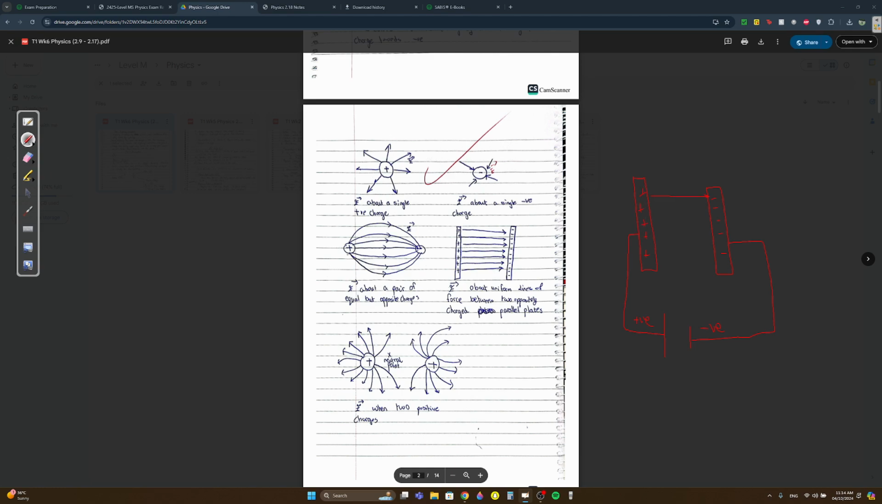You just go like this. 1, 2, 3, 4, 5. When we get to the past papers, I'll explain how you have to draw it specifically. But for now, this is just how you draw.